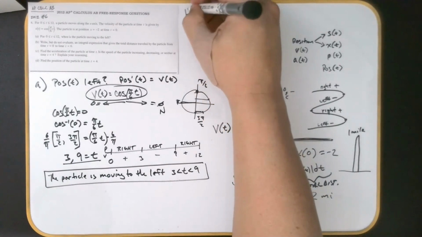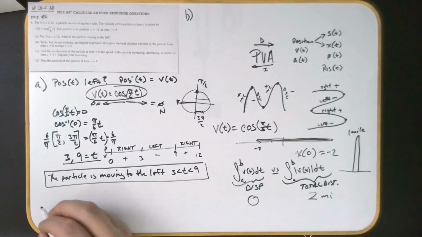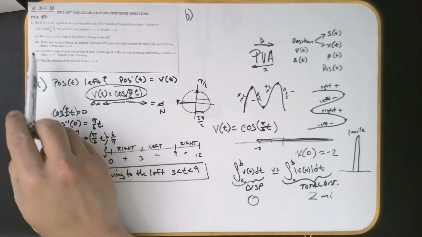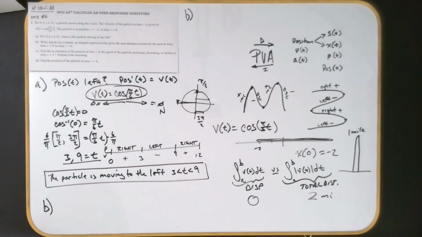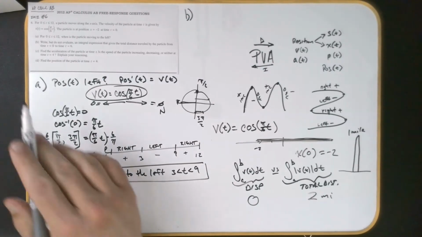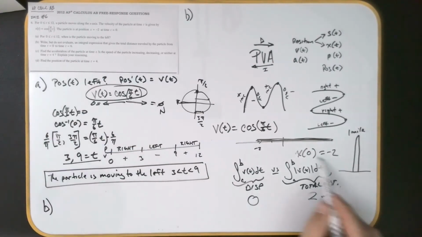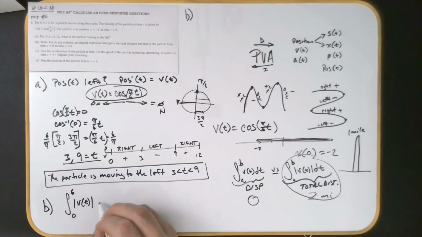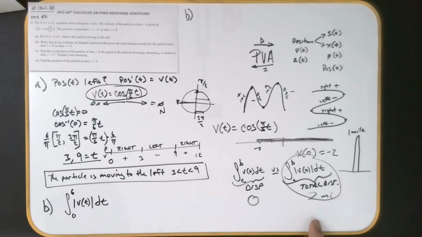I'm going to put letter B right here. Actually, I think we have room. I'm going to sneak this in right here. So letter B says, write but do not evaluate an integral expression that gives the total distance traveled by the particle from time equals 0 to time equals 6. Well, here it is right there. Probably the easiest question on here. We're just going to integrate from 0 to 6 the absolute value of the velocity. There it is. And that's just a matter of knowing that definition.